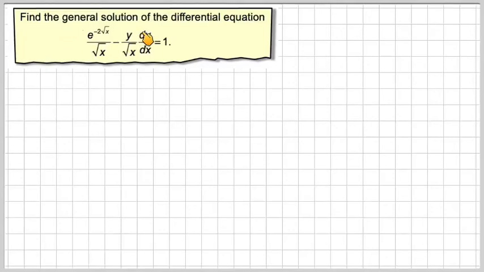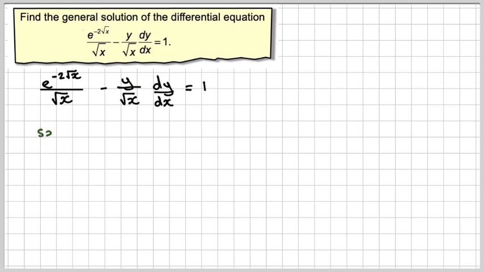Find the general solution of the differential equation e to the minus 2 root x over root x minus y over root x dy by dx is equal to 1. Okay, so let's write that out to begin with. All right, this can actually be solved by separating the variables. Now, before we start, this does actually contain quite some difficult integration, so please don't worry, this is quite an advanced one.